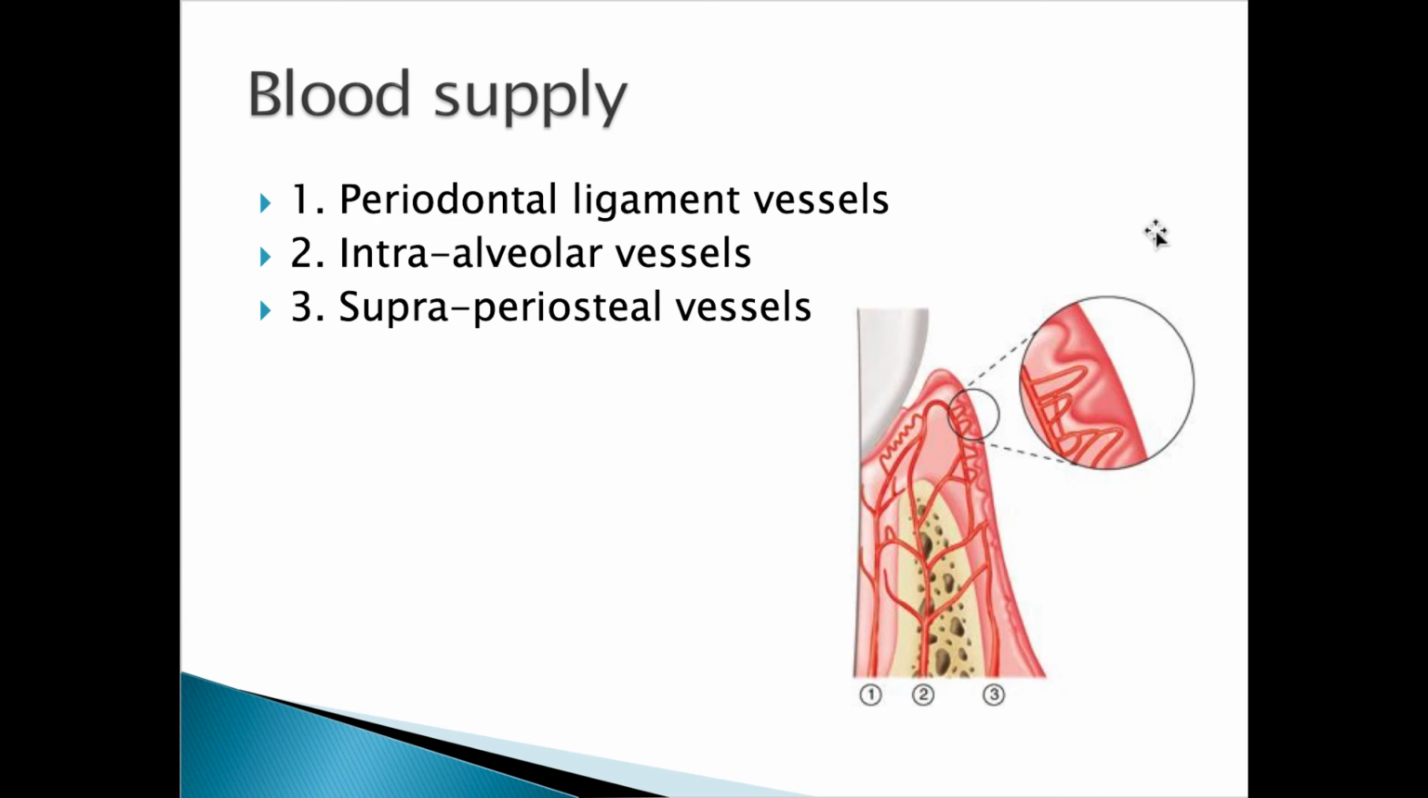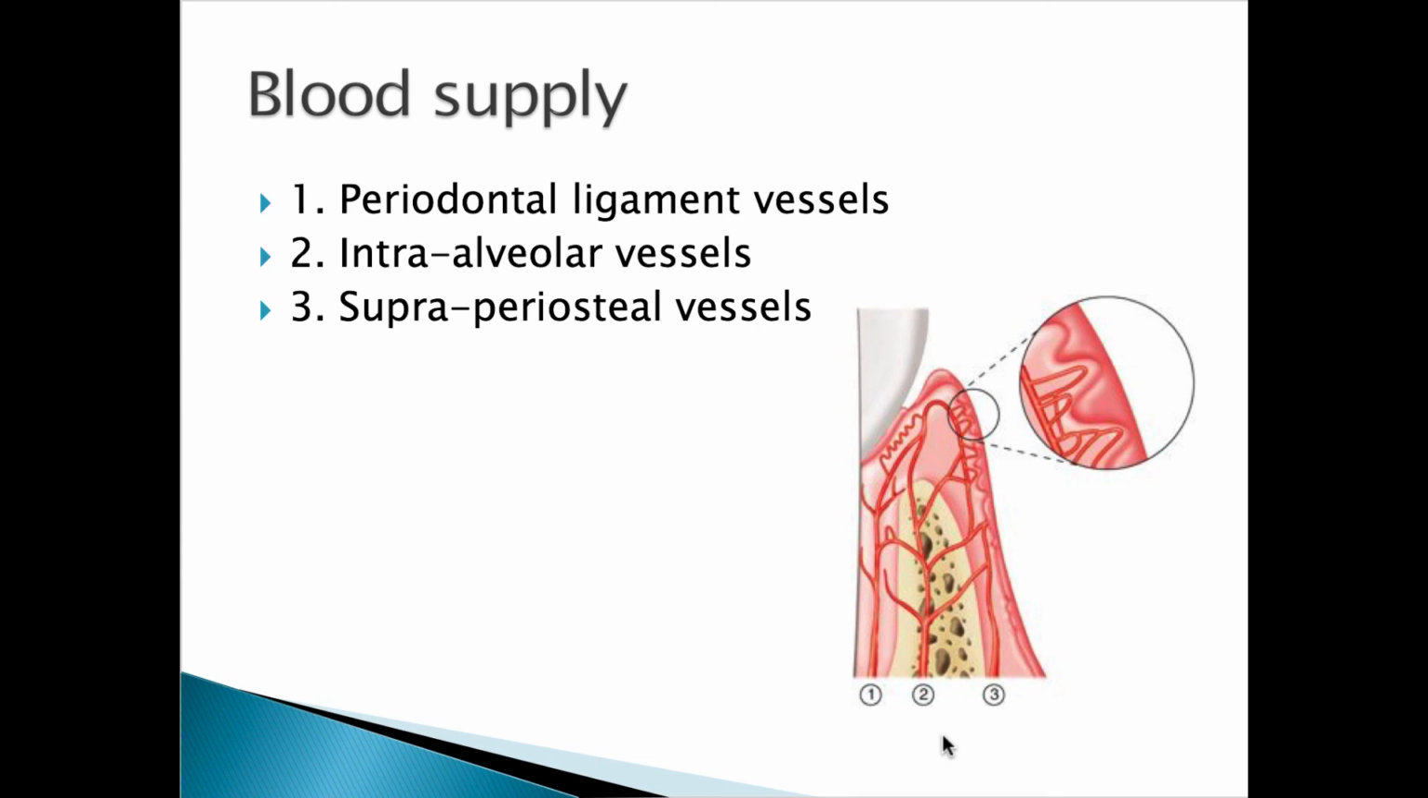Finally, let's examine the blood supply to the gingiva. There are essentially three sources that nourish the gingiva. Periodontal ligament vessels, represented by figure 1, which extend into the free gingiva and gingival branches derived from intraalveolar arteries, which also proceed into the gingiva. Next, as represented by the number 2, are intraalveolar arteries, or intraalveolar vessels, which course through the bone and anastomose with supraperiosteal vessels and periodontal ligament vessels.